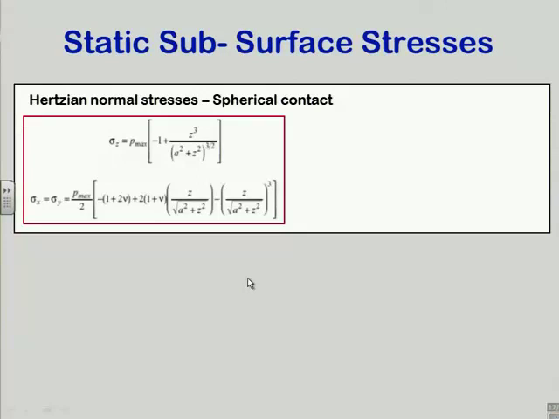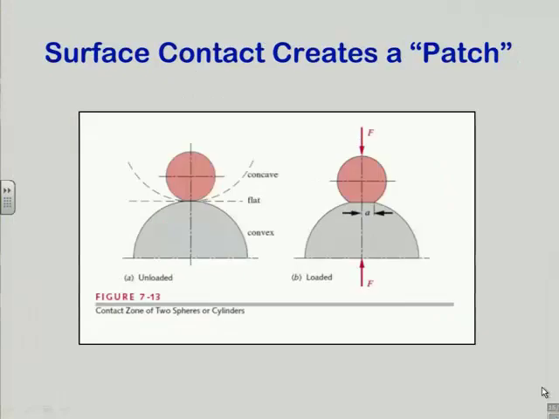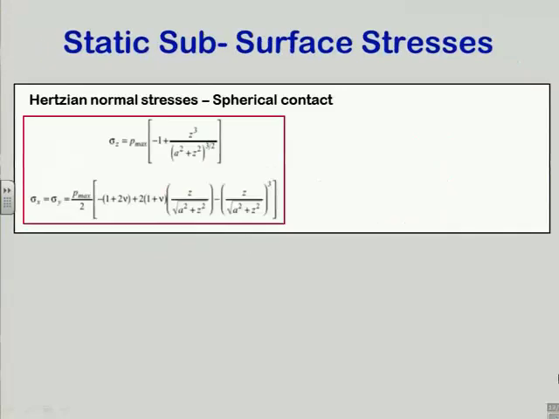So I'm not going to go through these equations in detail. I'll leave that to you to study in the book. But let me point out what's in them. It's not much. Sigma Z, and by the way, the directions are always Z is in and out of the material. X and Y are in the plane of the contact. Take your pick as to which way X and Y are.